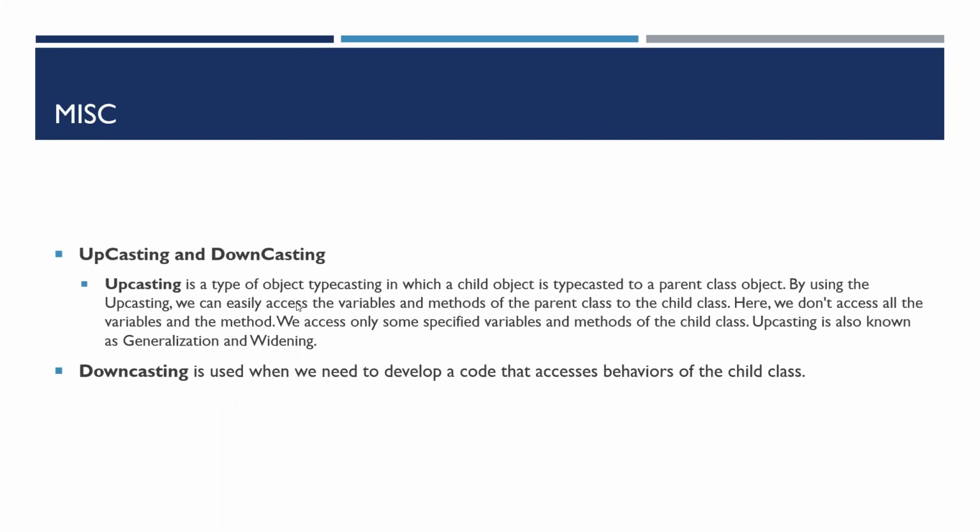by using upcasting, we can usually access the variables and methods of the parent class in the child class. So if you see the statement, upcasting, accessing the variables and methods of parent to child, you can say it is inheritance, getting everything from the parent class to the child class. So we use this upcasting concept within our inheritance concept. We don't access all the variables and methods, we only access specified variables in the child class. So upcasting is known as generalization and widening.